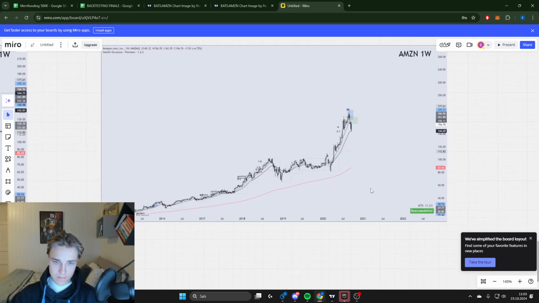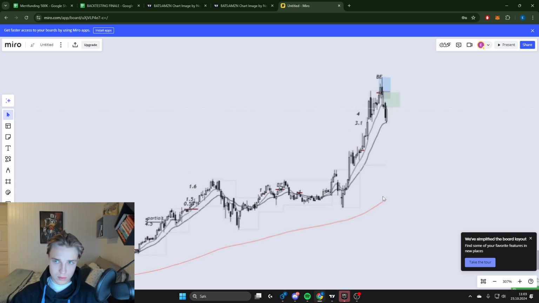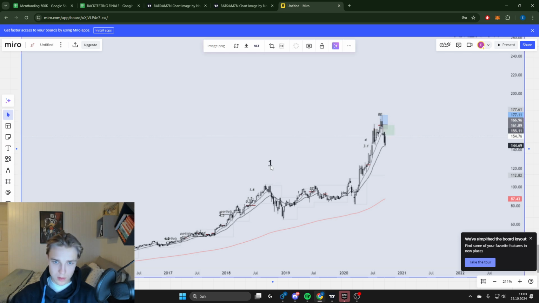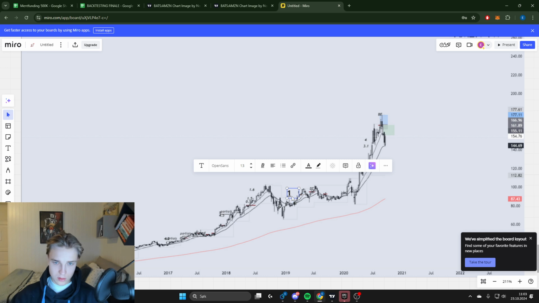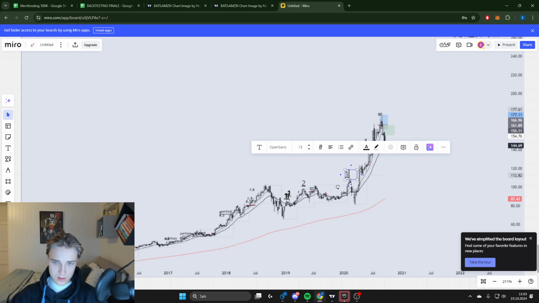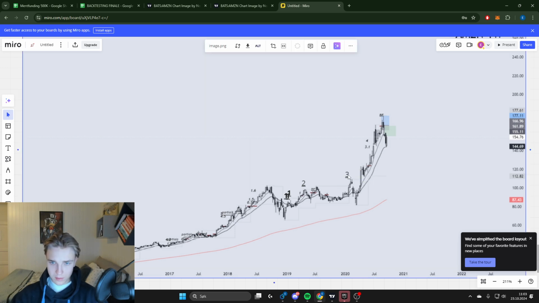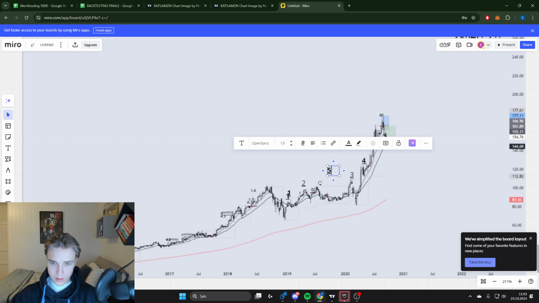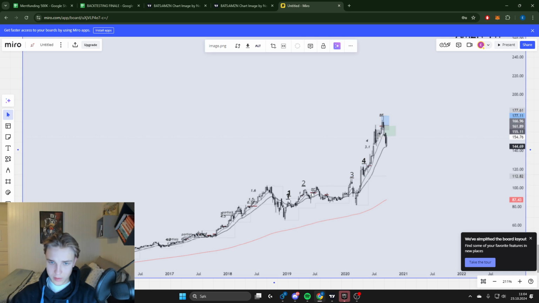So let's do this. 1. I don't want it being like that. This is the flush. This is kind of base 1. This is base 2 overall. This is base 3. This becomes base 4. I don't know why the color got darker, and only 4 bases.